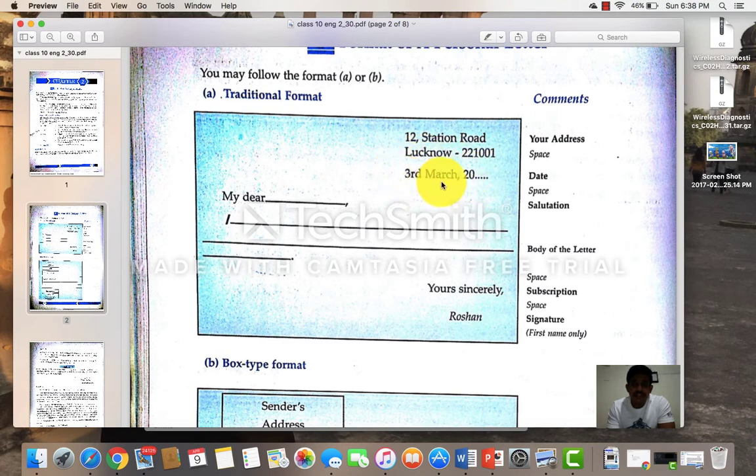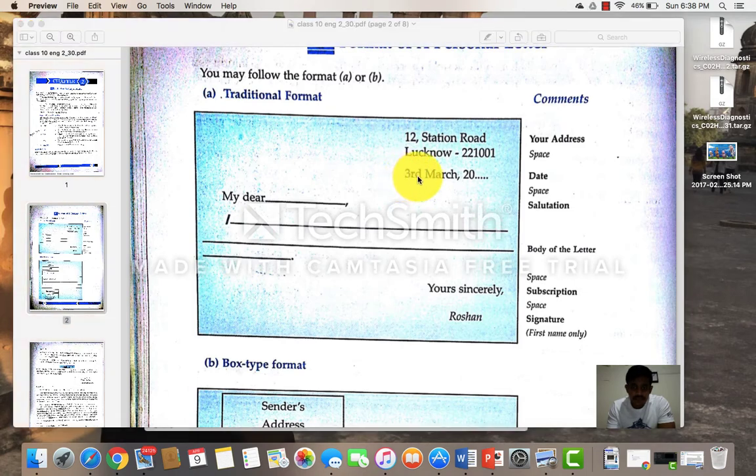The date has to be written as the day, the first or the second or the third or the 10th or the 20th. The month in name with the first letter capital, comma, the year. You cannot write, for example, 3rd March 2017 as 3-3-17. This will not be accepted and you will not be getting any marks for it.